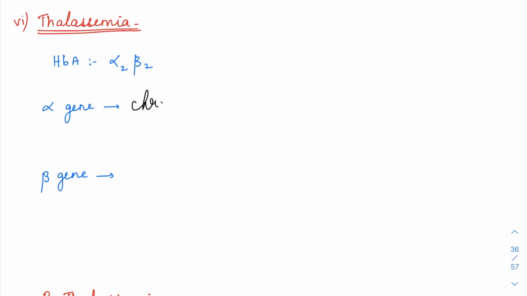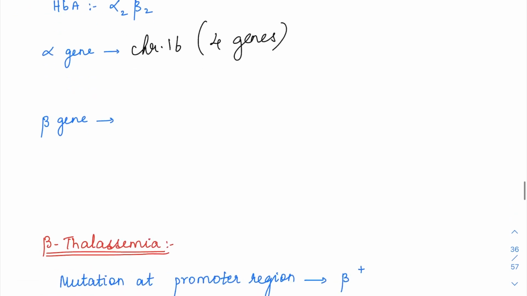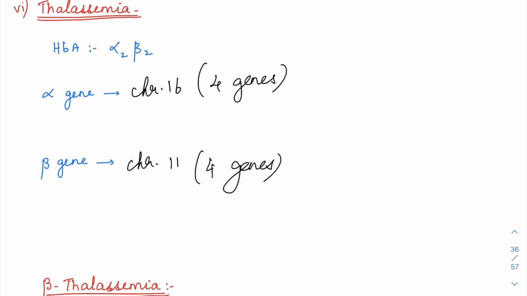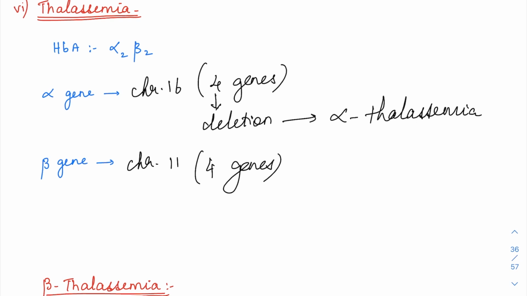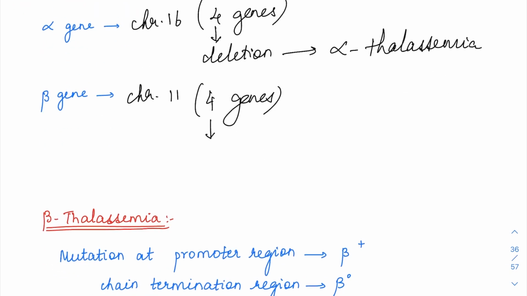So the gene for the alpha chain is going to be present on chromosome 16 and it is represented by 4 genes. While the gene for the beta chain is going to be present on chromosome 11 and here again it is going to be 4 genes. So whenever the alpha genes are deleted, just remember it is going to be deleted, it is going to result in alpha thalassemia. So alpha chain is the problem resulting in alpha thalassemia.